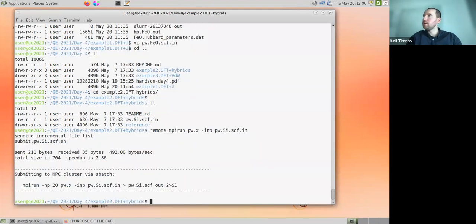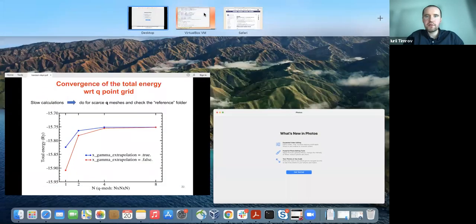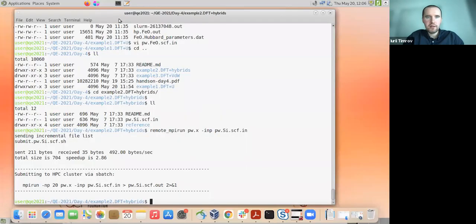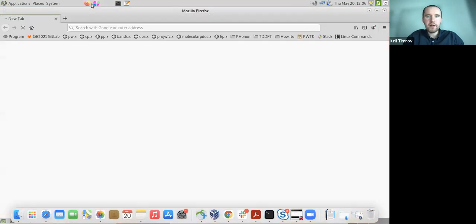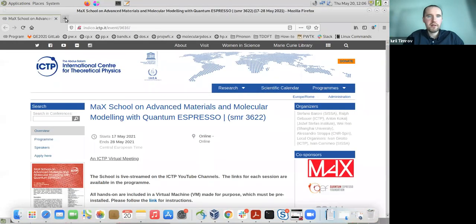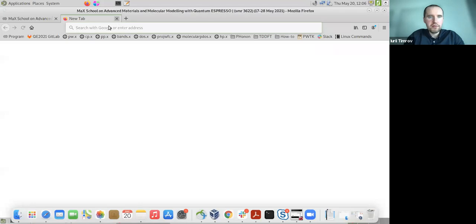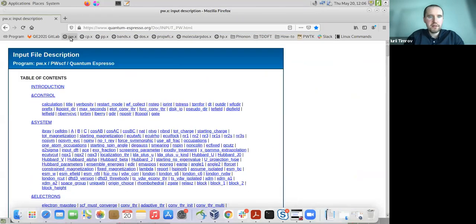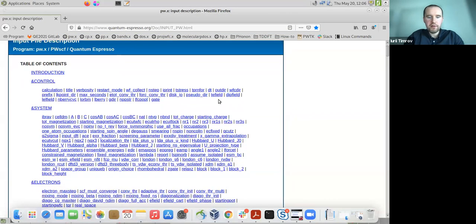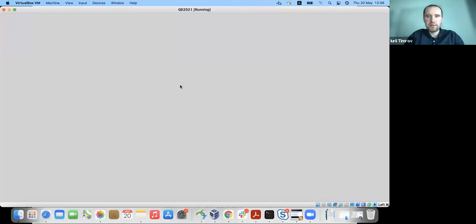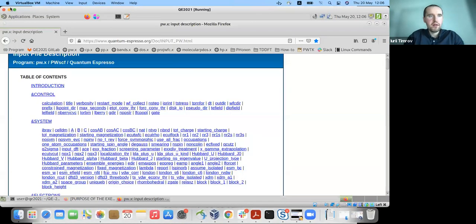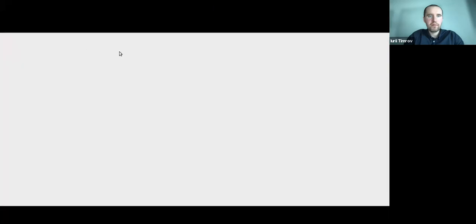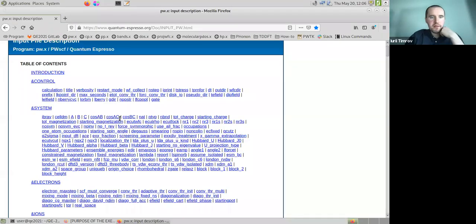Okay, while waiting, one important comment for hybrid functional calculations is there are some tricks. So if we go, oh, actually I should not do that. We go to the pw.x input. There is a parameter called ecutfock. Where is it?